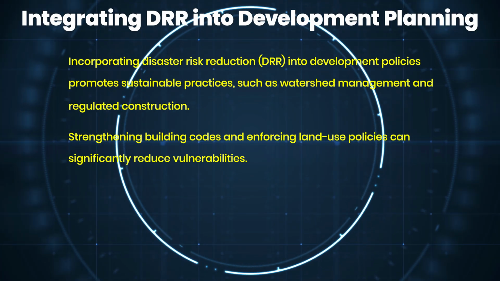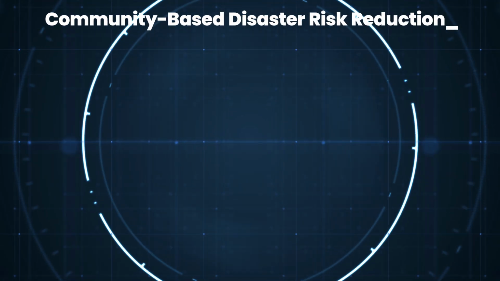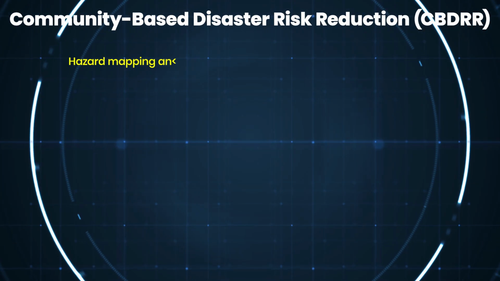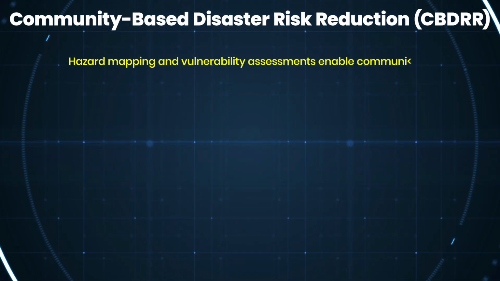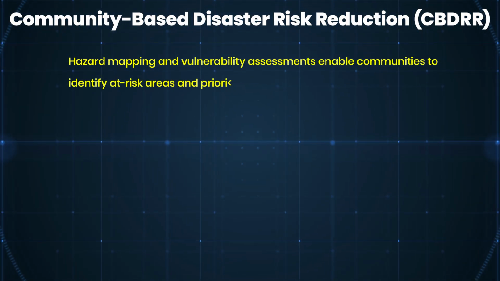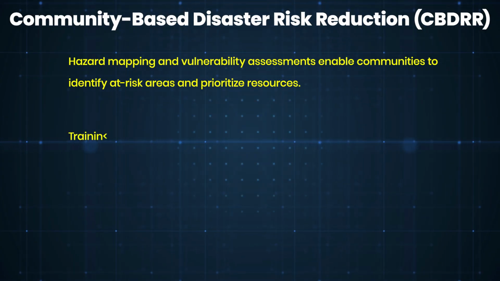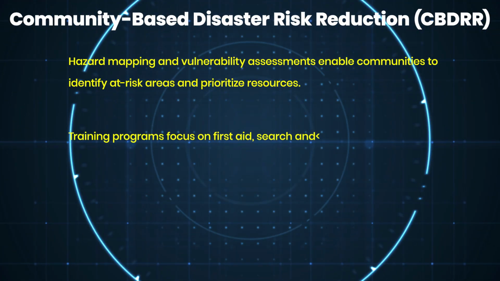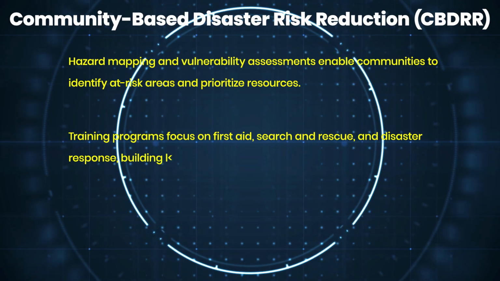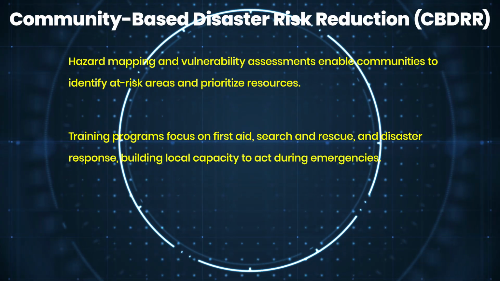Next point of discussion is community based disaster risk reduction, CBDRR. Hazard mapping and vulnerability assessments enable communities to identify at risk areas and prioritize resources. Training programs focus on first aid, search and rescue and disaster response, helping to build local capacity to act during emergency. Community led warning systems ensure timely communication and rapid mobilization of resources during crisis.